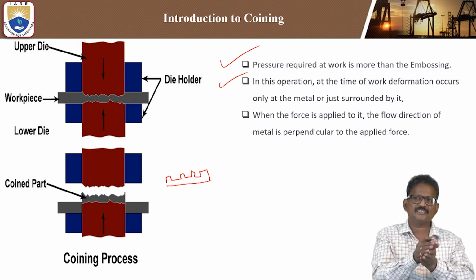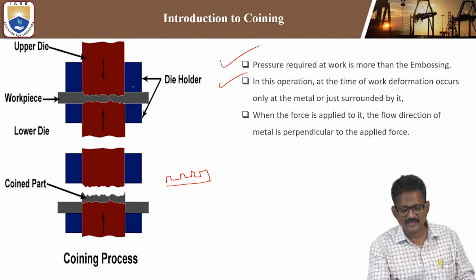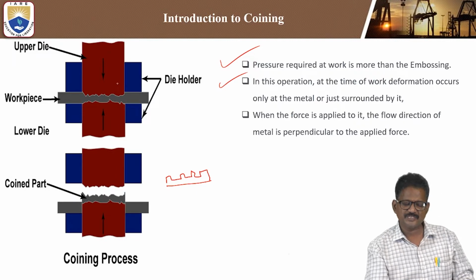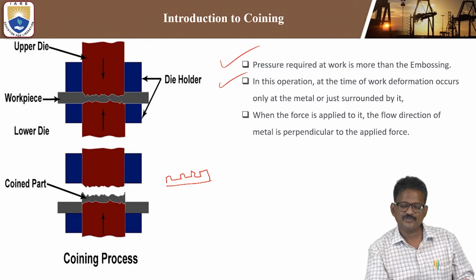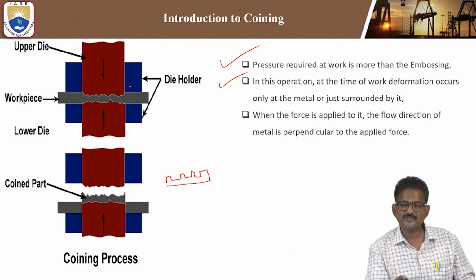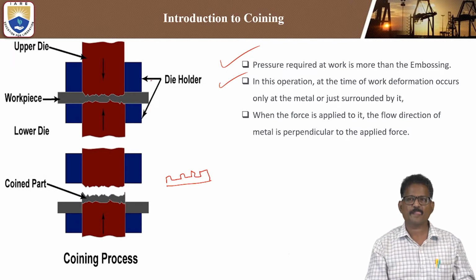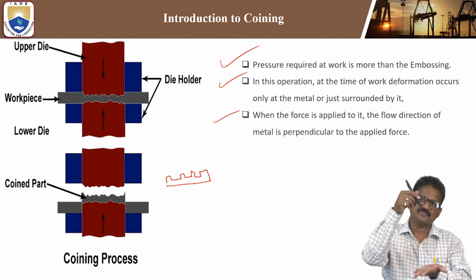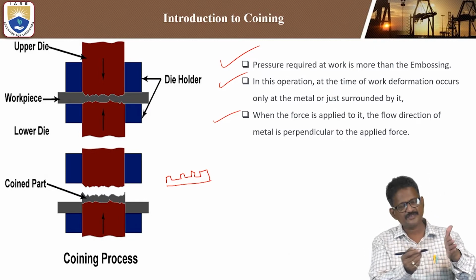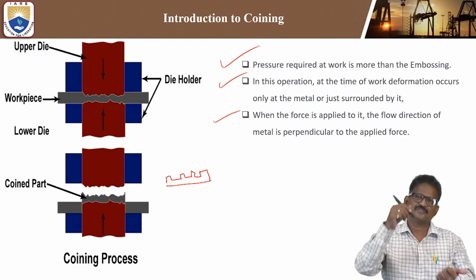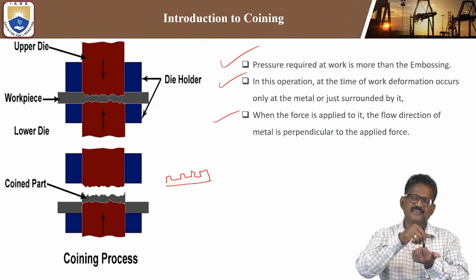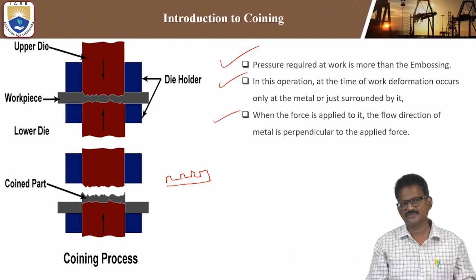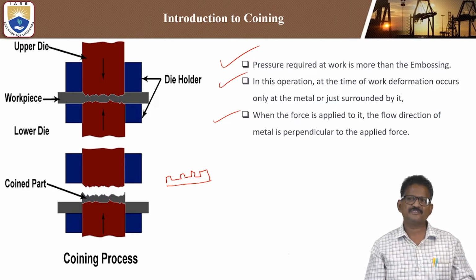When force is applied, the flow direction of the metal is perpendicular to the applied force. The upper die is placed vertically, and because of this pressure, either hydraulic or pneumatic or some other force device is used, so that the required amount of pressure forms the required shape of the workpiece. It should be perpendicular; if you apply it at an angle, it can't be done properly. So the die should always be vertical and the workpiece horizontal, so that the metal flows perpendicular to the applied force. This is the fundamental concept involved in the coining process.